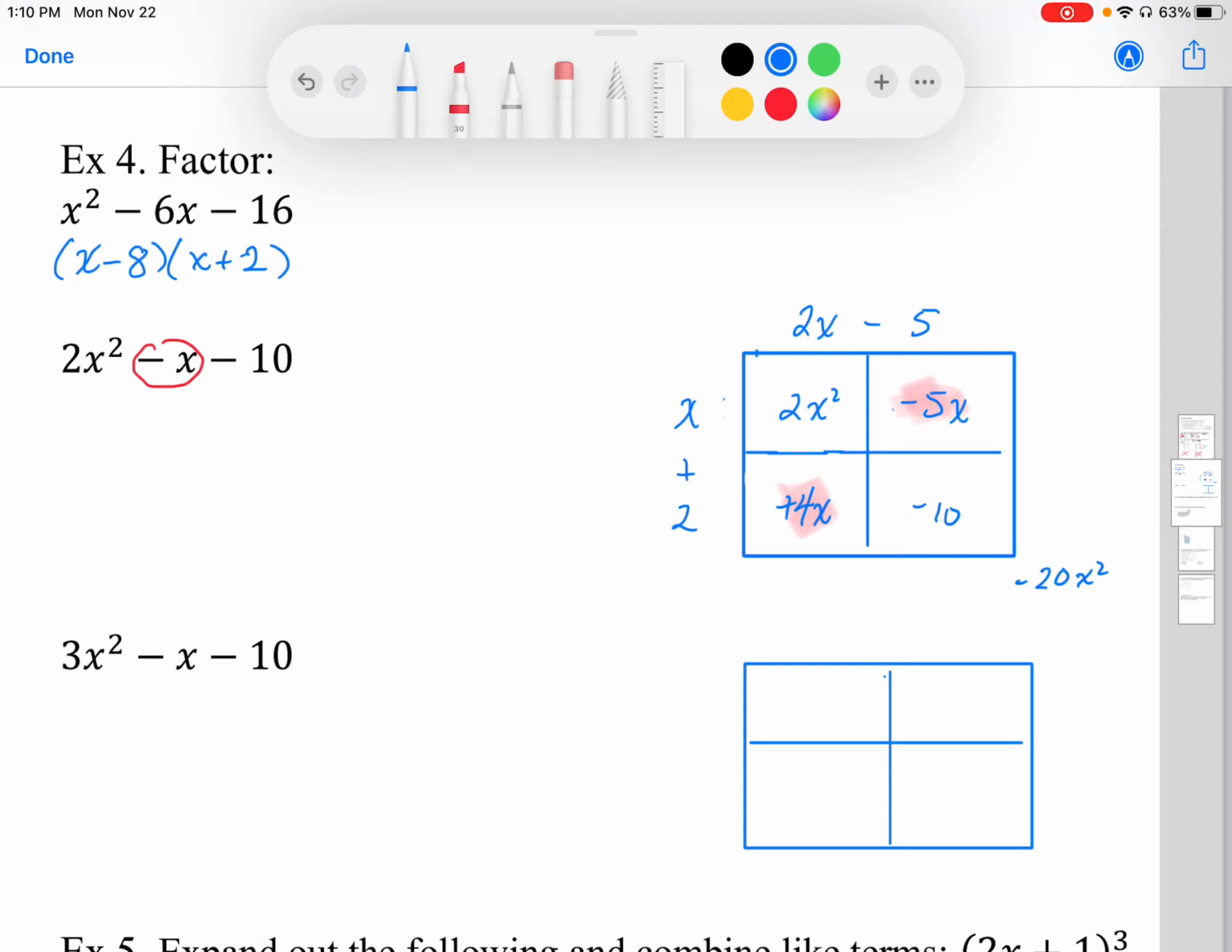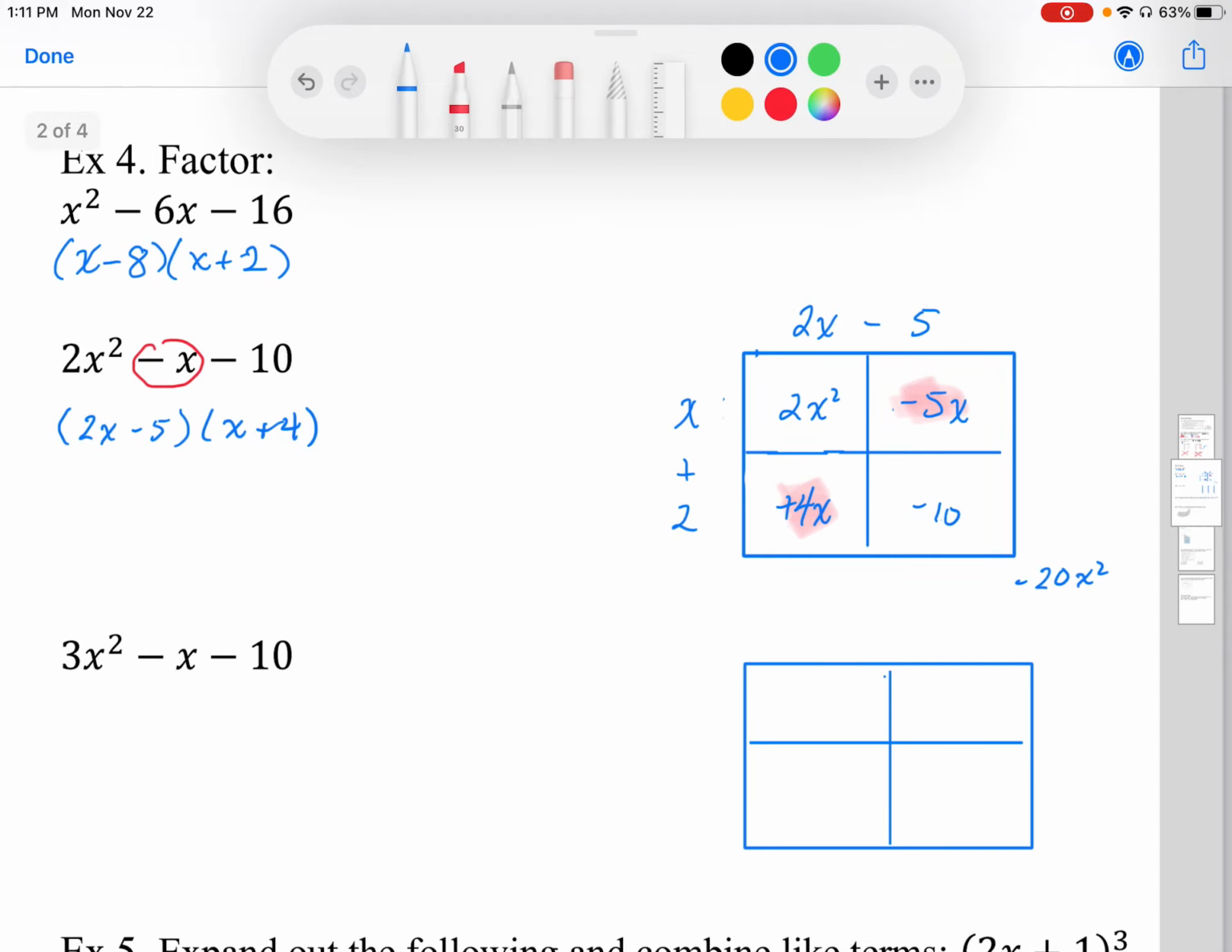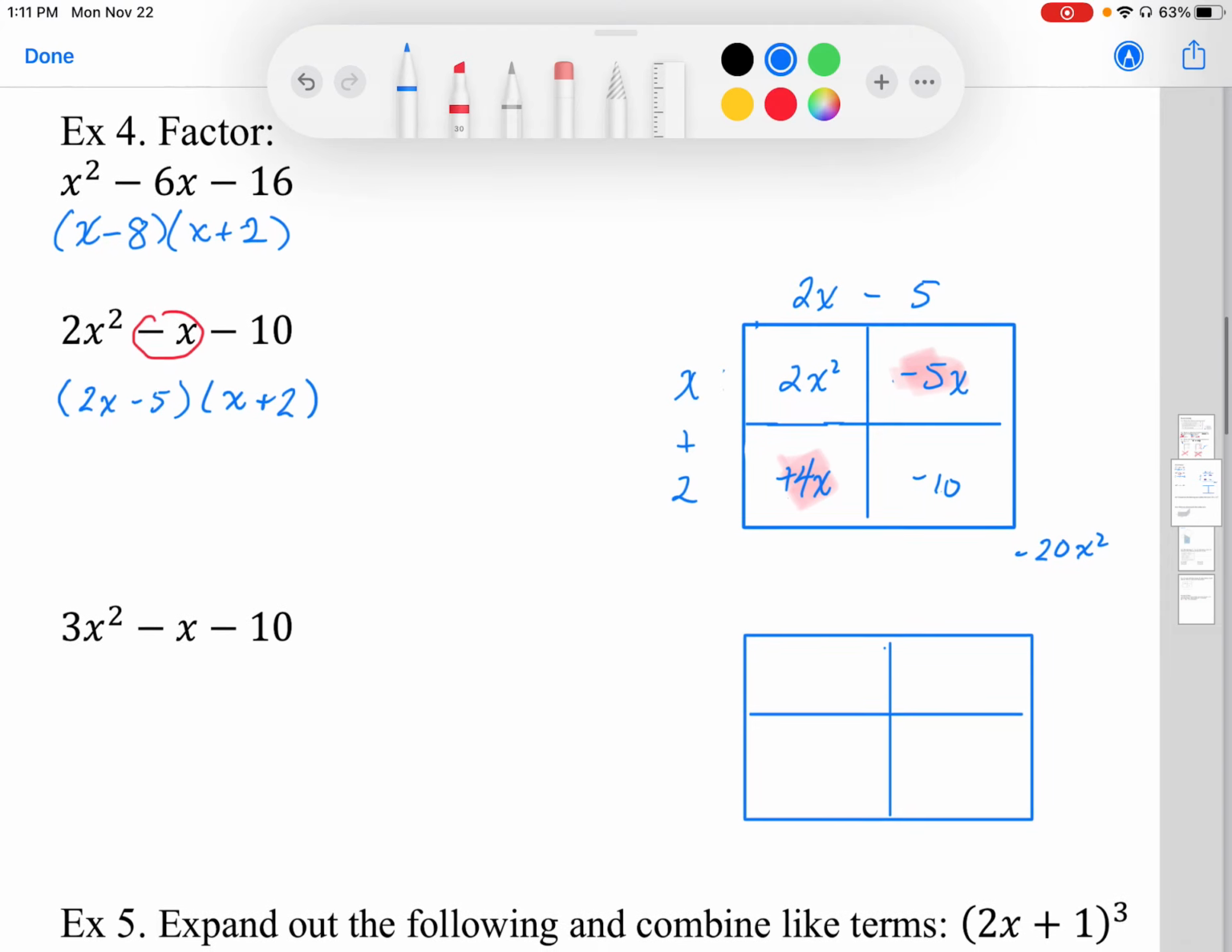Again, I can check by multiplying this grid out, see each of the area pieces match, and they do. So my factoring is 2x minus 5, x plus 4. Oops, not plus 4, that is plus 2. Okay, and again, expanding this all out will give me the same result.